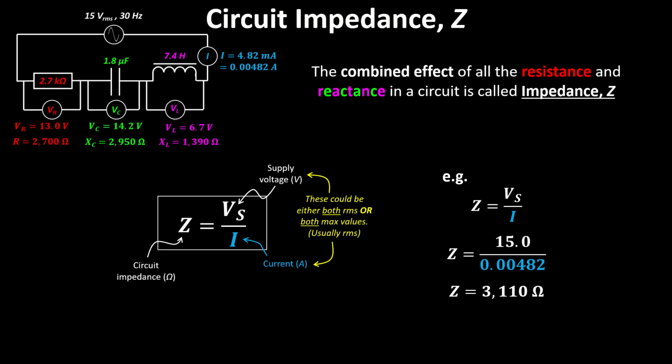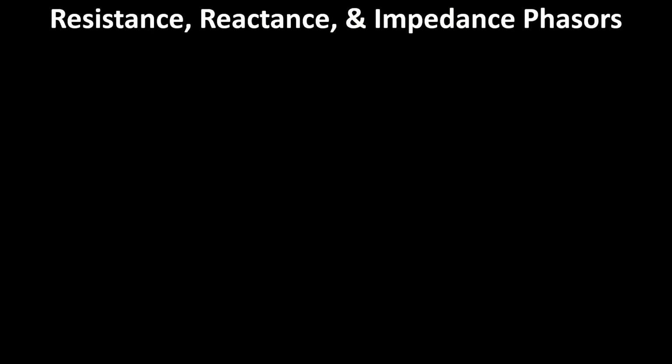Which gives us an impedance of 3,110 ohms. Okay. Now, that's assuming we knew the voltage and the current, but what if we didn't know those things? Can we determine it from the components in the circuit? Yes, we can. We can use the phasor diagram for it.